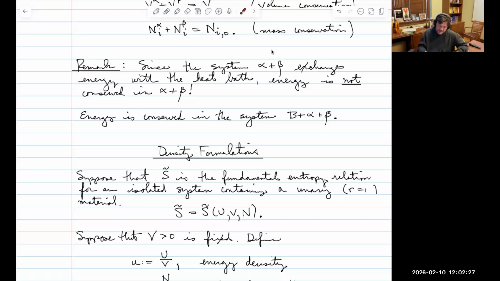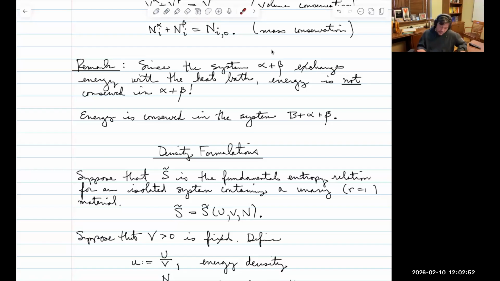So energy in the system, bath plus alpha plus beta, will be conserved, but I don't know what the energy of alpha plus beta will be. If I start out with an initial energy budget for alpha and beta, that could be lost to the heat bath. So I could end up with more energy than I started with, or I could end up with a lot less energy than I started with.